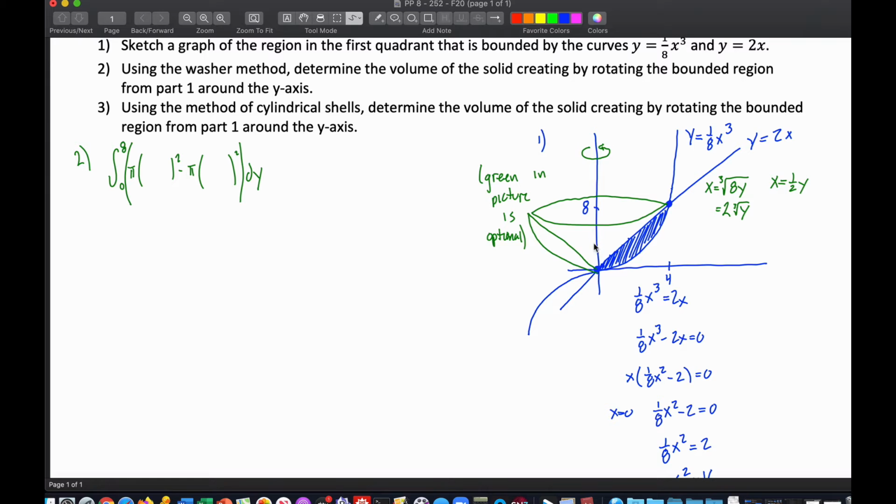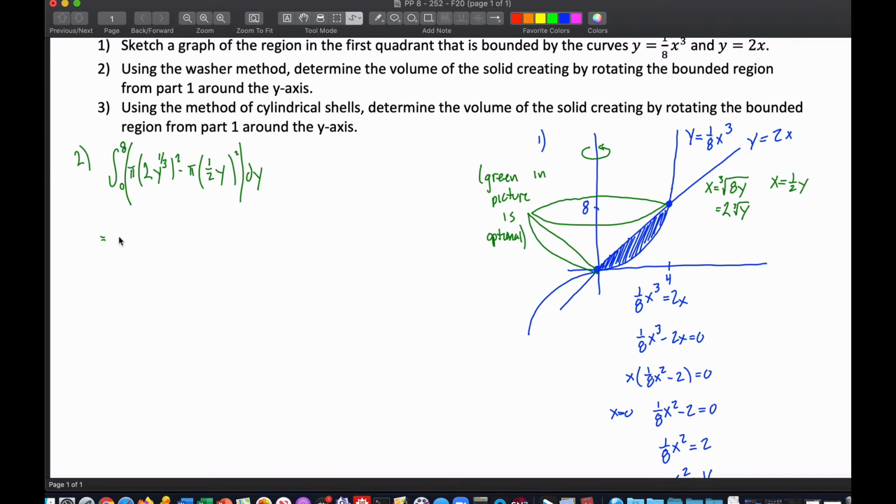At any rate, the outer radius is the distance from this axis to the curve, the inner one is the distance from the axis to the line, and the curve is this y equals 1/8 x cubed, which if I solve for x, gives me 2 cube root of y. So my outer radius here will be 2 cube root of y, which I'm going to write as 2 y to the 1/3 power. And then my inner radius, which comes from this line, which again is this equation here, is just 1/2 y. And if I could integrate this thing, I'd be done with the problem. And guess what? You can integrate this thing.